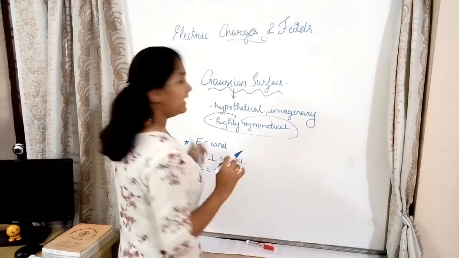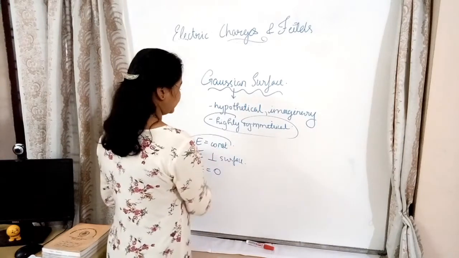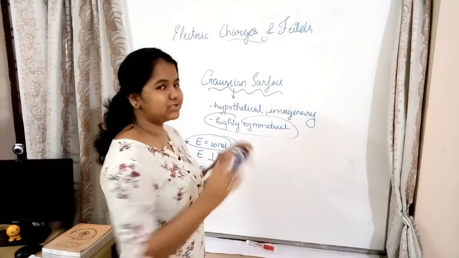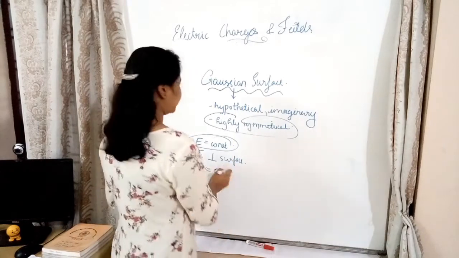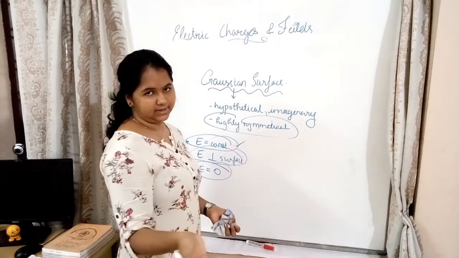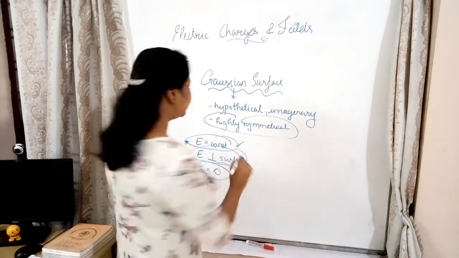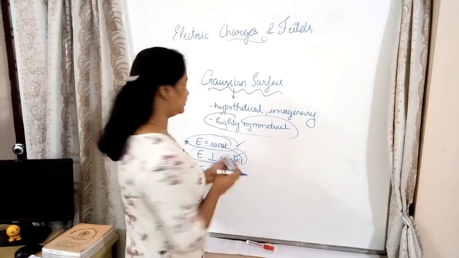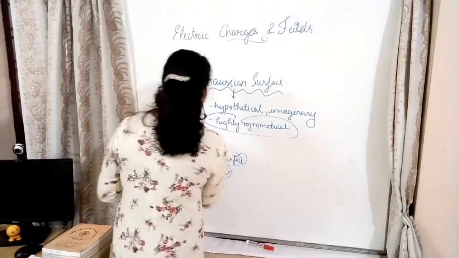So the first one is the electric field should be constant everywhere, or the electric field should be perpendicular to the Gaussian surface, or the electric field should be 0. So if this is done, then it is a Gaussian surface, or if this is done, this is also a Gaussian surface. So let's learn the first application.